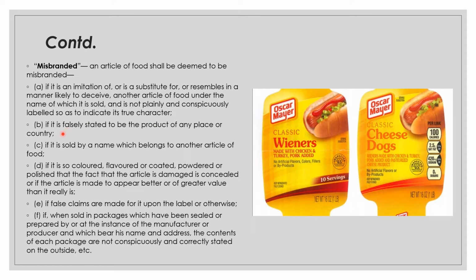And the second point, if it is falsely stated to be the product of any place or country. So place of manufacturing is mentioned as China or Japan or Taiwan, but actually it is not the place of manufacturing. Then it is called misbranding. If it is sold by a name which belongs to another article or another article of food. So using the name of another article.